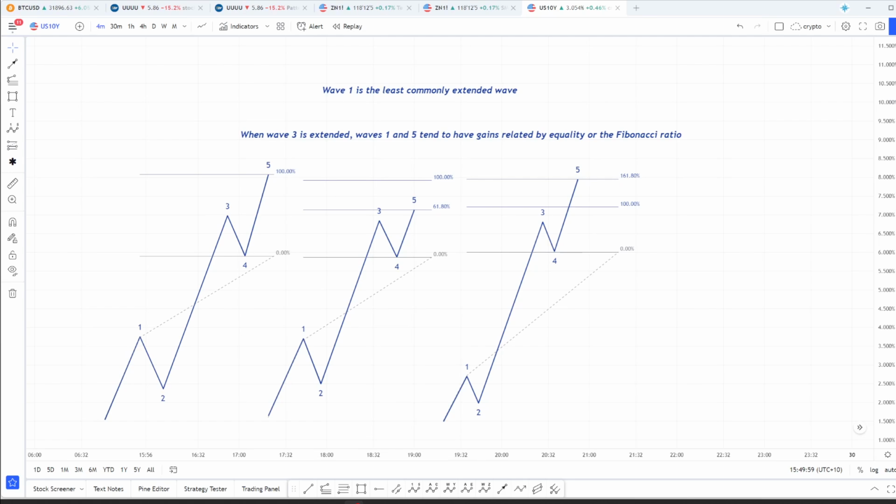So that means when we've got an extended wave 3, which is common, the most common relationship we look for is the length of 1 and the length of 5 to be equal, as shown on the left. Or sometimes the length of 5, I should say, might be 61.8% the length of 1. Or sometimes in other extreme cases, the length of 5 might be 161.8% the length of 1. So really we're just looking for Fibonacci relationships. It doesn't have to be the 61.8, though that's very common.